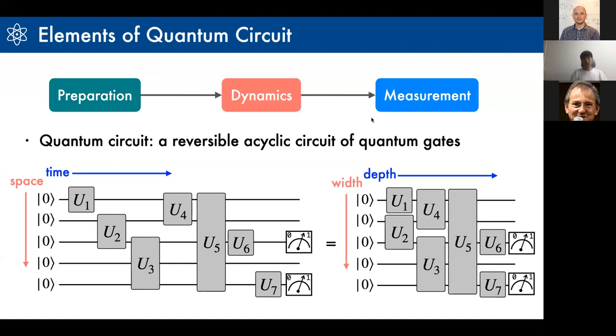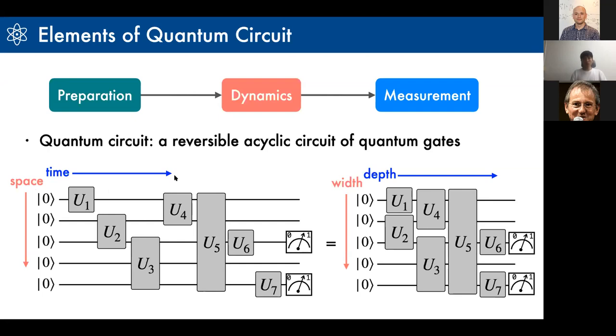I just want to point out again that this circuit model is very useful for many reasons. First, it gives us a very clear notion of how to analyze the computational complexity of a given algorithm. Here, the physical resources are the number of qubits, which we normally write in this direction, and the number of gates, which goes along this direction. So when we're given some algorithm and we want to know its computational complexity, we basically just decompose this algorithm and count the number of qubits and the number of gates, okay?